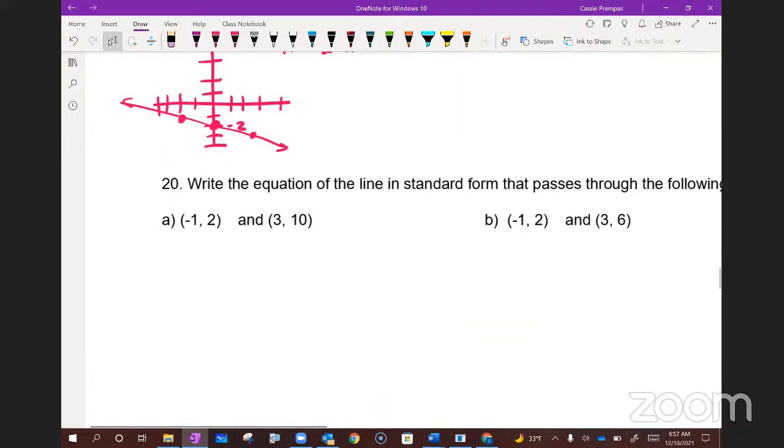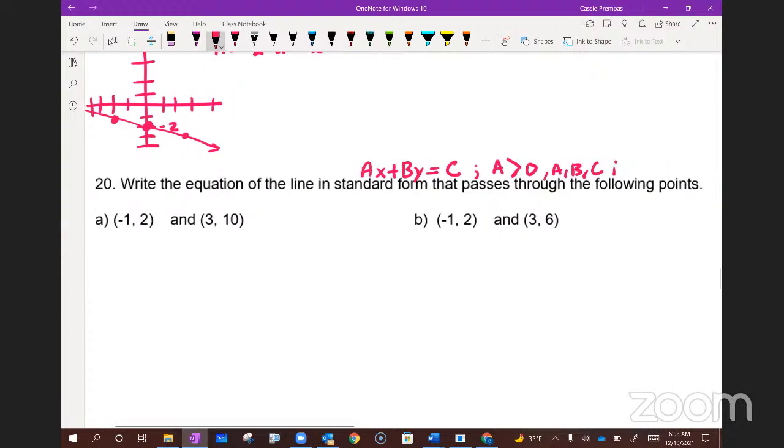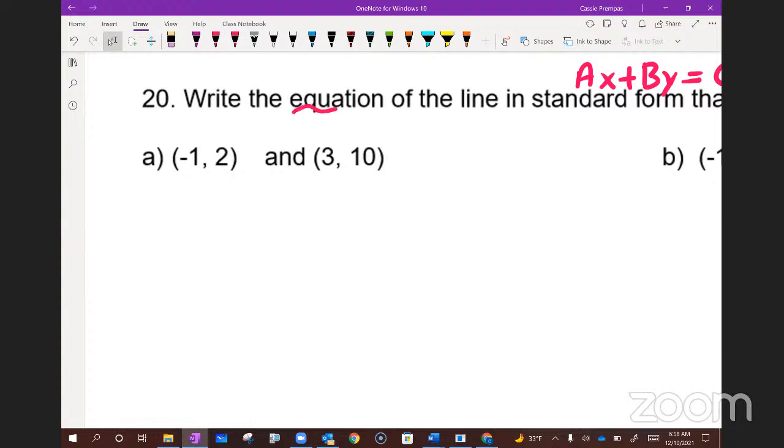Write the equation of the line in standard form. Standard form looks like ax plus by equals c, but a few stipulations on standard form. A has to be bigger than 0, and a, b, and c all have to be integers. What does that mean? Basically no fractions. So let's see how we would do this. First of all, every equation has a slope. So we have to start there.